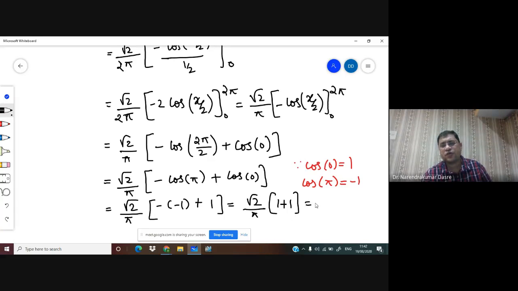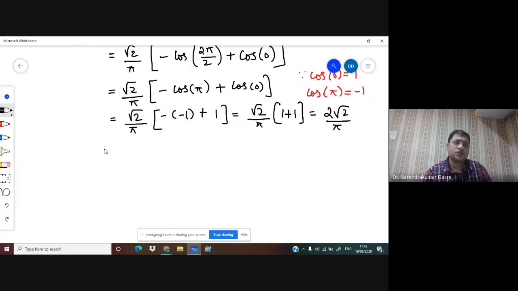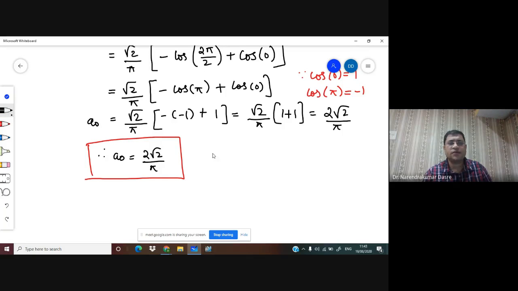This is 1 plus 1. So we can have 2 root 2 by pi. So here we got the value of a0. So we get this, we were calculating a0. So a0 is equal to 2 root 2 upon pi, and this is the equation. Okay, so once we get the value of a0, next we have to calculate the value of an.